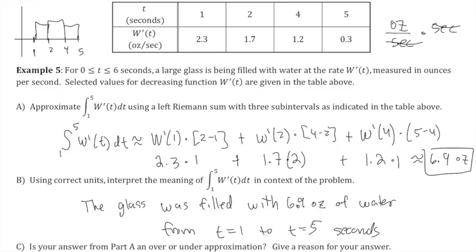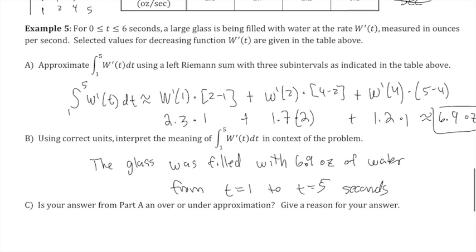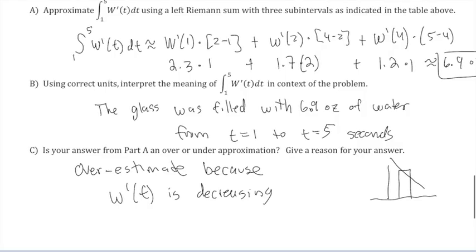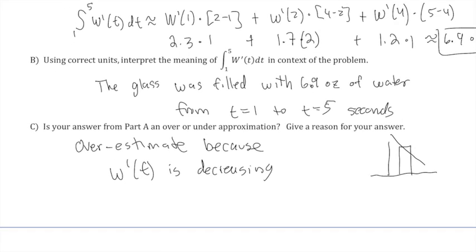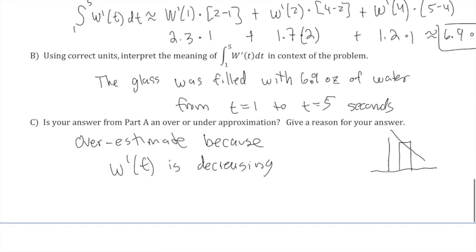Part C, is your answer from part A an over or under approximation? Well, look at the function. The function is decreasing, and we're using left Riemann sums. So without going back to the table, if you are decreasing and you are using left Riemann sums, you are going to be an overestimate because you're going to get this little bit of extra. So the official answer is overestimate because W prime of t is decreasing.